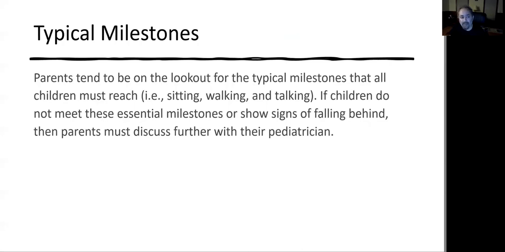Typical milestones. Parents tend to be on the lookout for typical milestones that all children must reach, for example, sitting, walking, and talking. If children do not meet these essential milestones or show signs of falling behind, parents must discuss this further with their pediatricians. Their doctors and others inform most parents regarding markers. So when you have children, your doctors and pediatricians will tell you about children's developmental markers, which children should meet, which identify healthy growth, right?